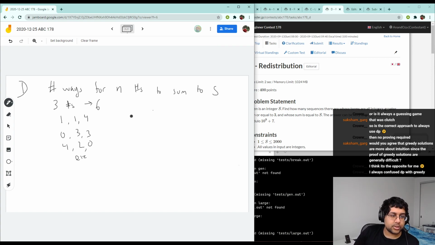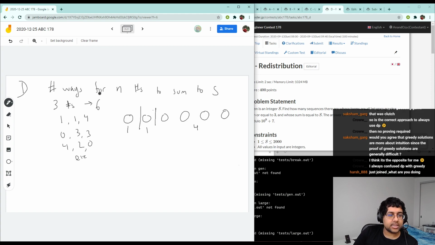So there's a cool way that we can think about it, which is imagine you have 6 balls. This is the standard combinatorial technique of stars and bars. And then you have 2 dividers. So in this case, this would be 1, 1, 4. So you want to figure out the number of ways to order these s different balls and these n minus 1 different dividers. So that would be s plus n minus 1, choose n minus 1.